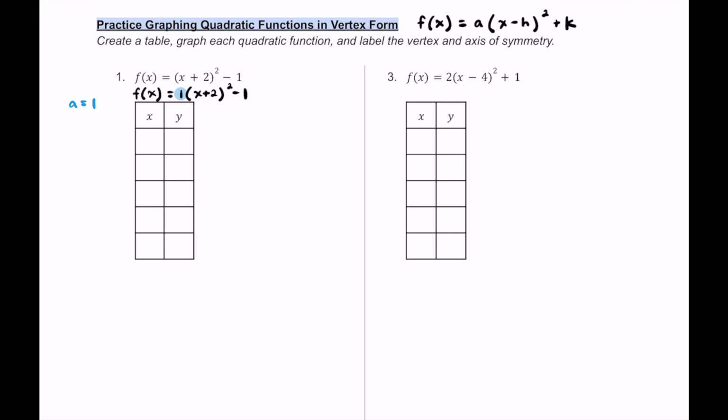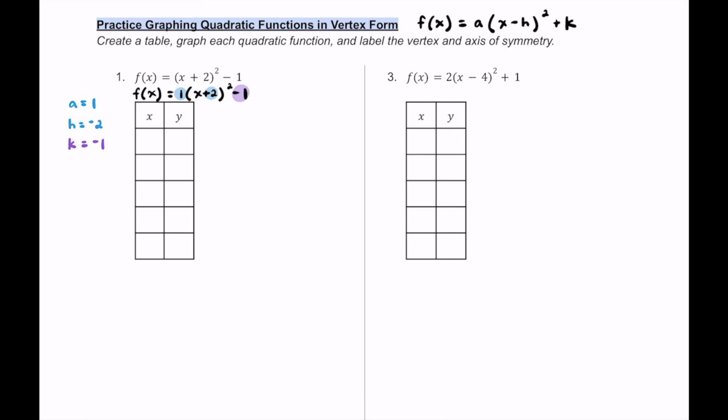If a is equal to 1, that means we're going to have no reflections as well as no vertical stretches or shrinks. Next, we have this plus 2 in here, and that actually lets us know that h is going to be negative 2, since the formula has a negative in it. So if it says a plus sign, we must be subtracting 2 negatives to get a plus 2. We have this negative 1 at the end here, which lets us know that this graph is going to be moving up and down a little bit, and that's k is equal to negative 1.